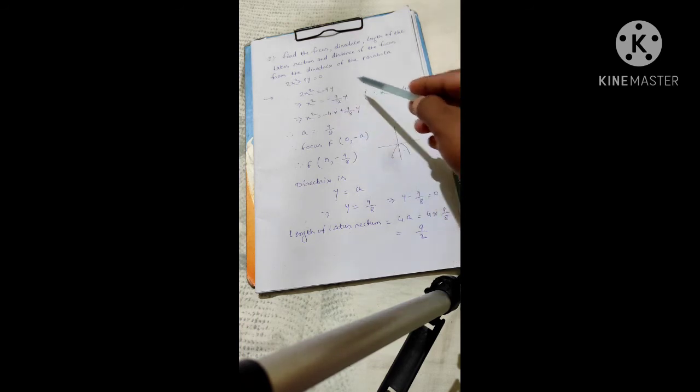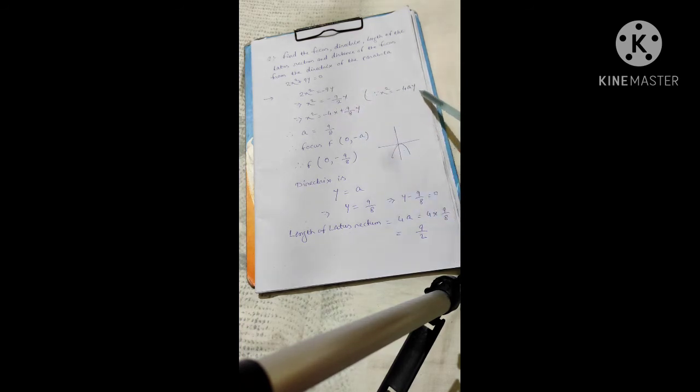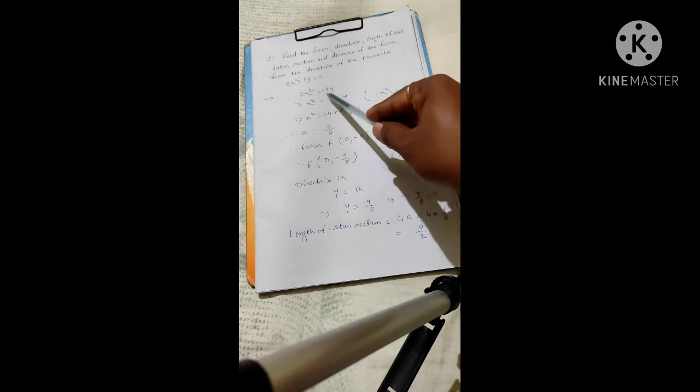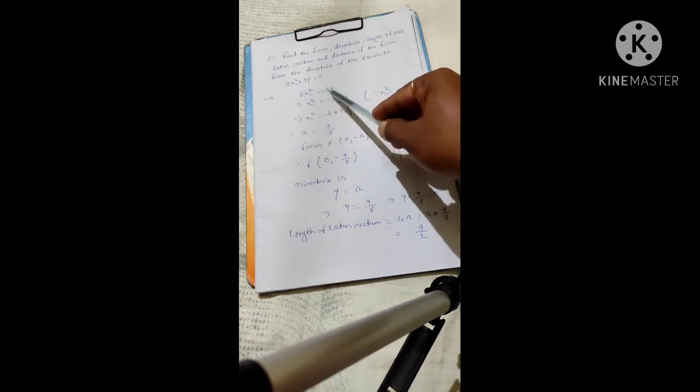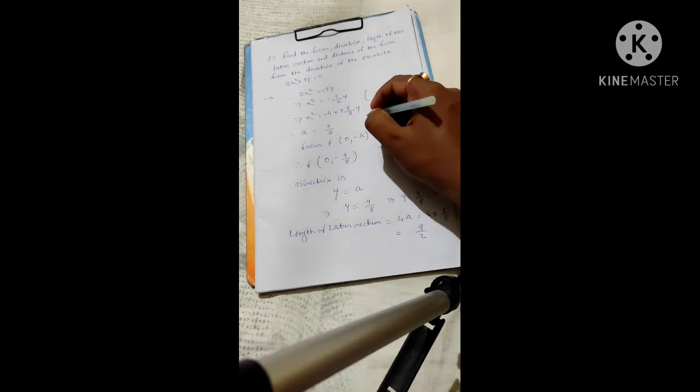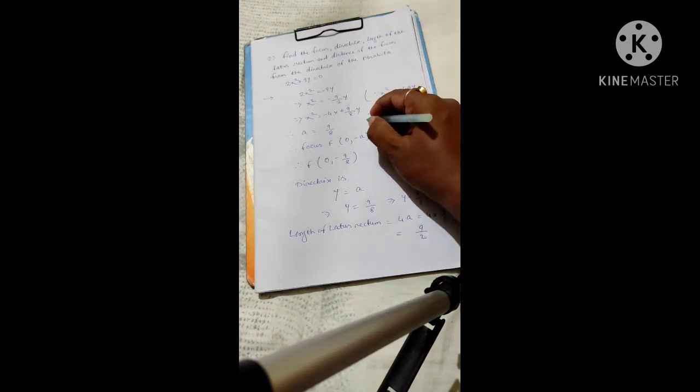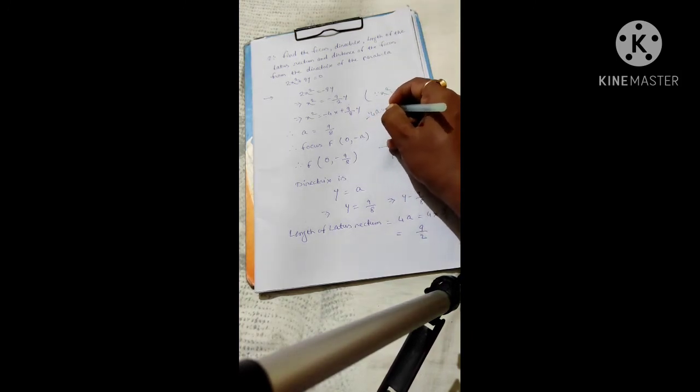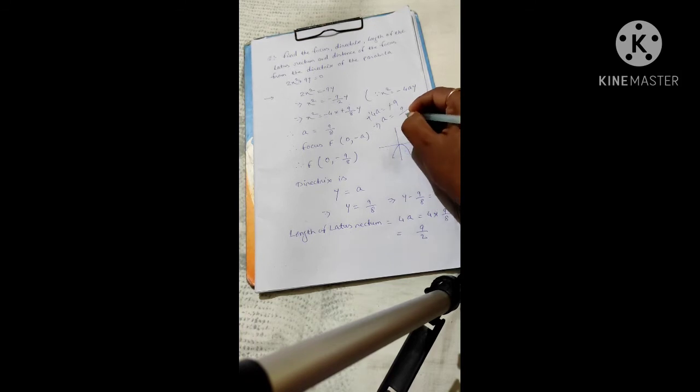So let us compare now as earlier. Here the general form is x square equal to minus 4ay, and in place of 4a it is minus 9 by 2. So in simple terms we can write minus 4a is equal to minus 9 by 2. So we will get the value of a. So this is the way we can calculate. Sorry, here 9 by 2 is there.